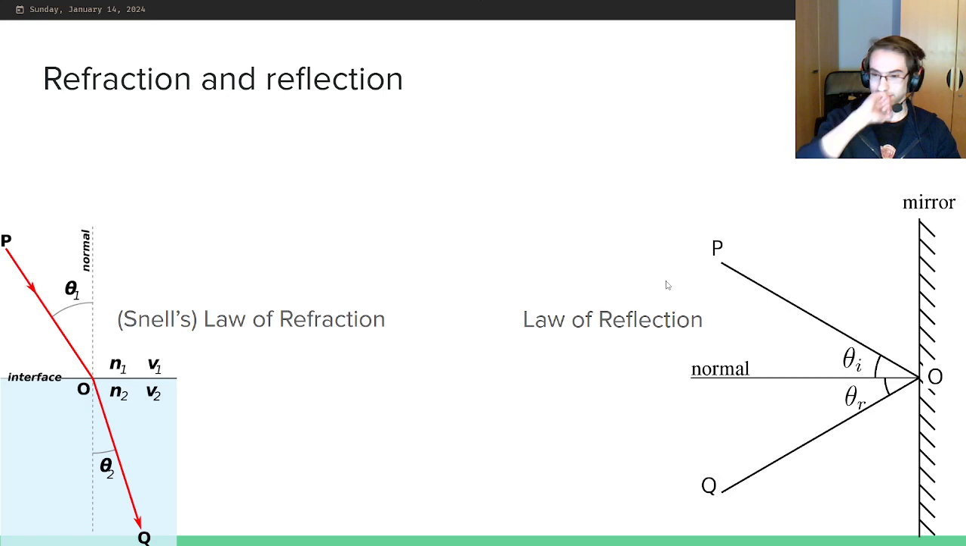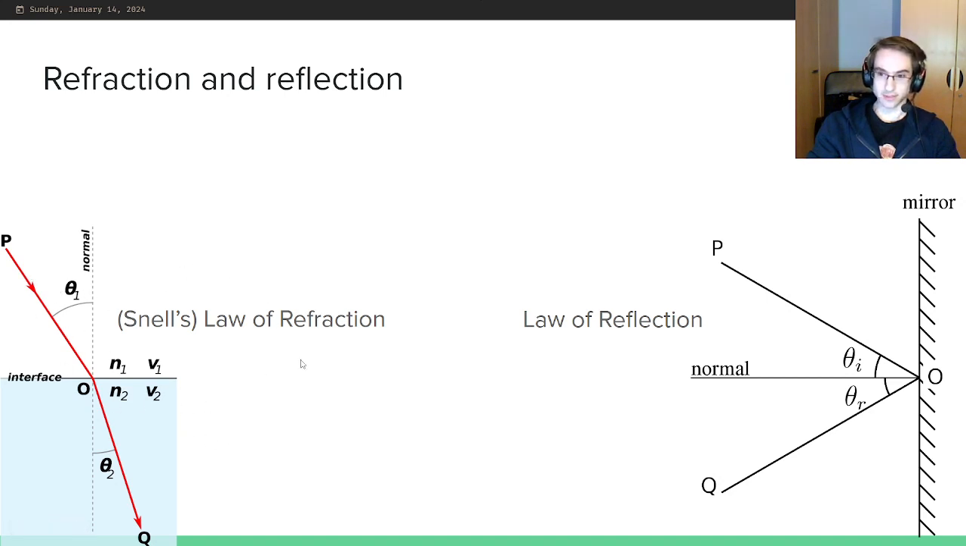So for refraction, when light travels from one medium into a different medium, then the effective velocity of the light rays changes, and that will cause the light to bend, because the shortest path between this point P and Q is not the straight line from P to Q, but it's in fact this bent line, this curved line, because then the light covers more distance in the medium where it travels faster.